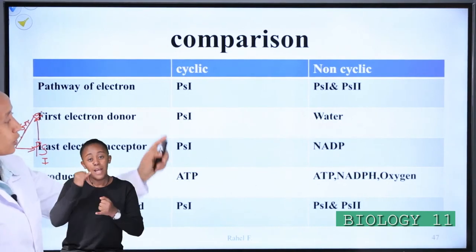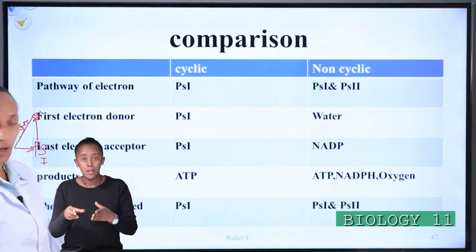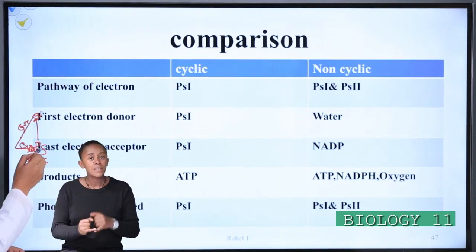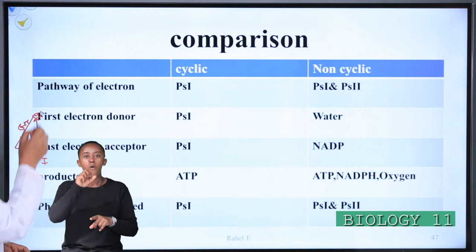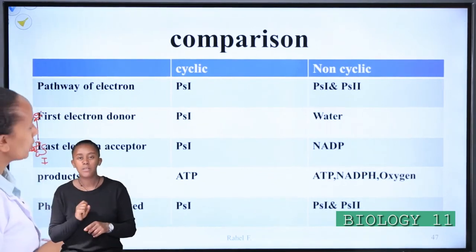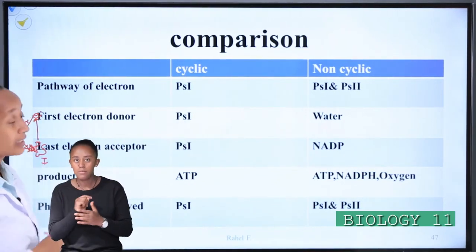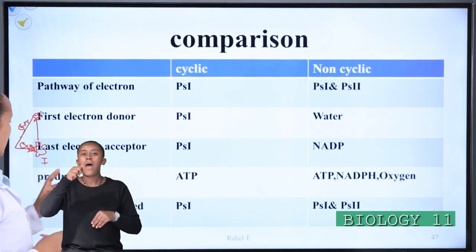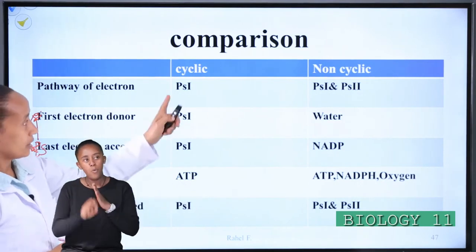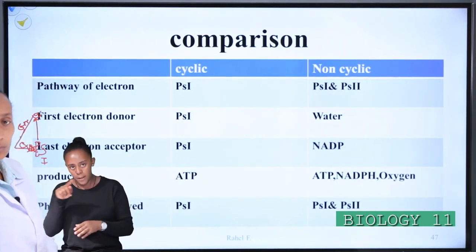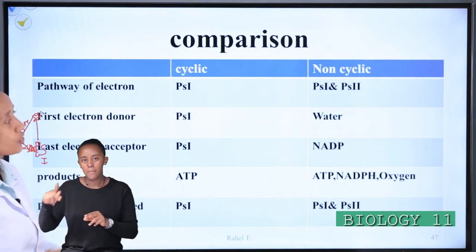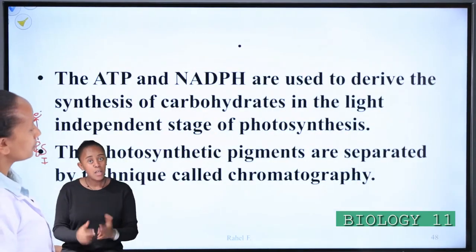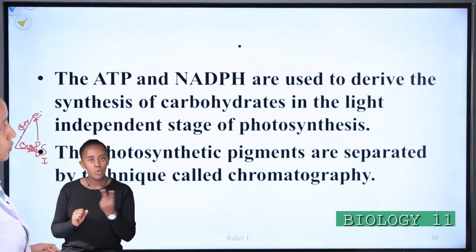The last electron donor in cyclic is photosystem 1, as I have said here. Lastly, electrons will be returned back to photosystem 1. It returned to its initial point, but in the case of non-cyclic, the last electron acceptor is NADP. Products are ATP in cyclic, and non-cyclic produces ATP, NADPH, and oxygen. This is how you can compare the two.